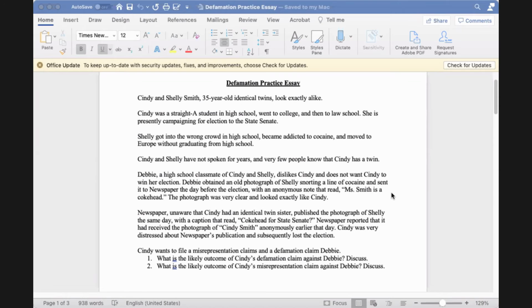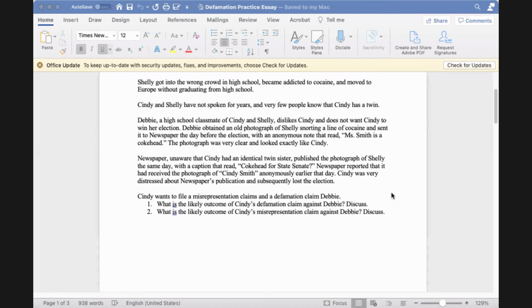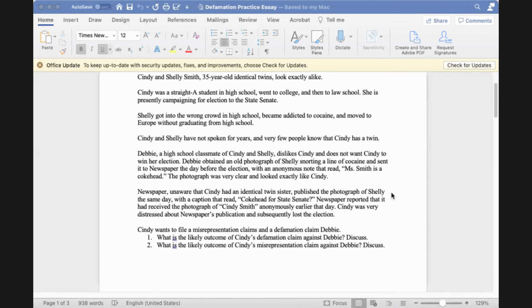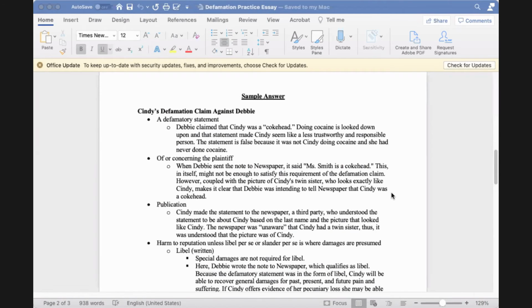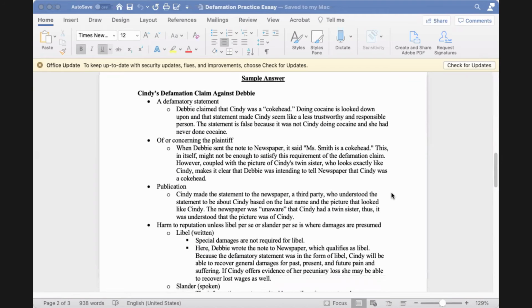So here it's a defamation claim, right? And it's about identical twins. If we go down, the first thing you're going to look at is a defamatory statement. This is just reviewing what Rewa said, except putting it into a practice essay. Debbie claimed that Cindy was a cokehead doing cocaine, which is looked down upon, and the statement made Cindy seem like a less trustworthy and responsible person. The statement is in fact false, which is again what you need for a defamatory statement, because a possible defense is that the statement's true. It was not Cindy doing cocaine; she had never done cocaine.